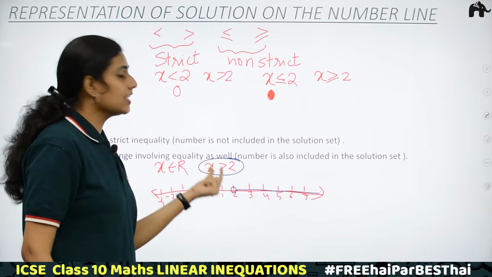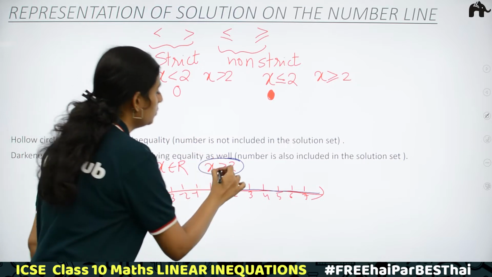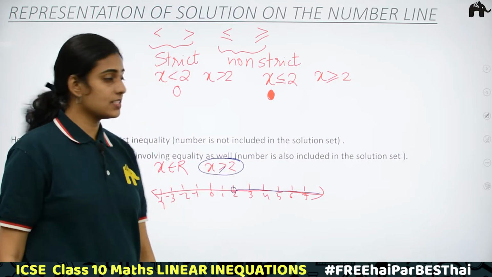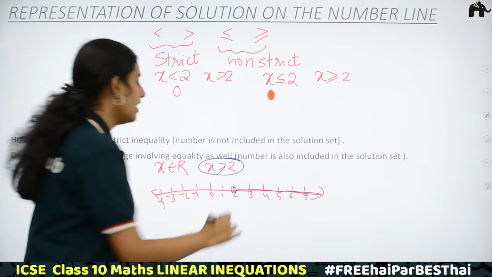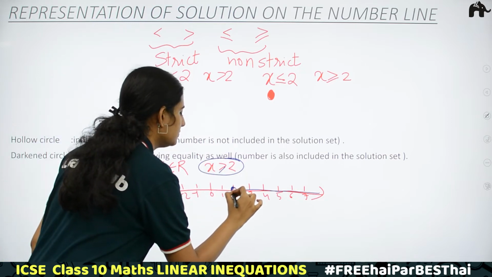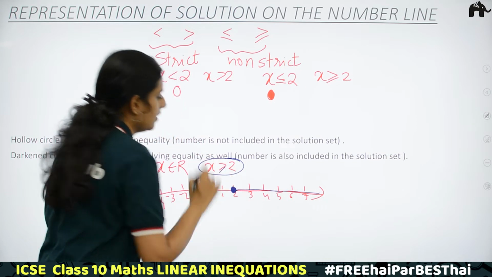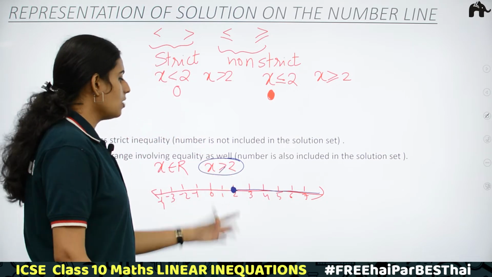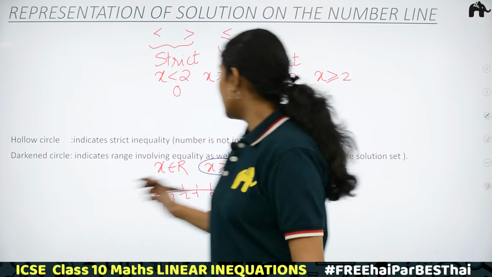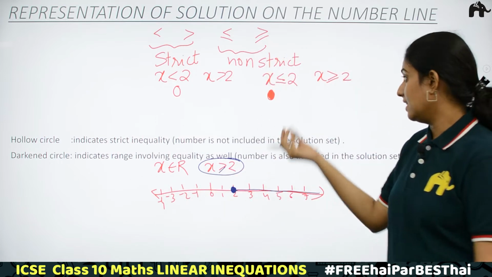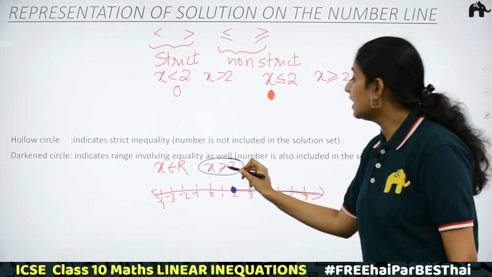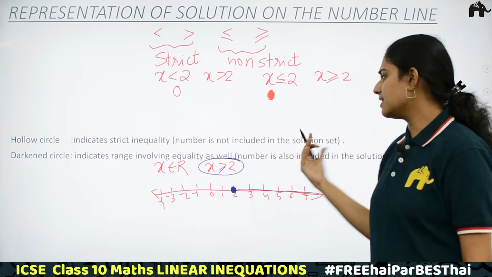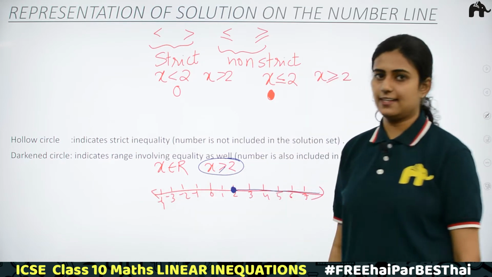If it was x greater than or equal to 2, then what difference comes? We have to use the darkened circle. We have to include 2 here. In that case, we will darken the circle. Got it? This is how we can represent a non-strict inequality, that is, greater than or equal to. If it is less than or equal to, it extends towards this direction.